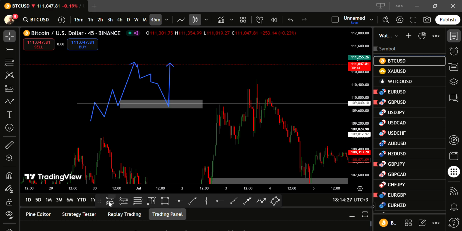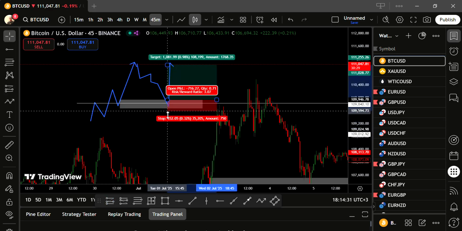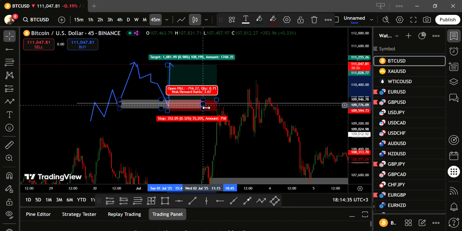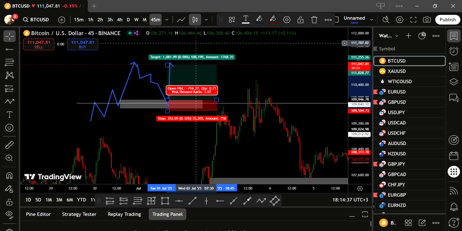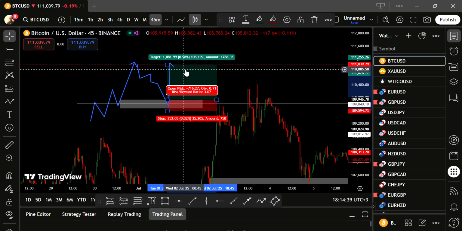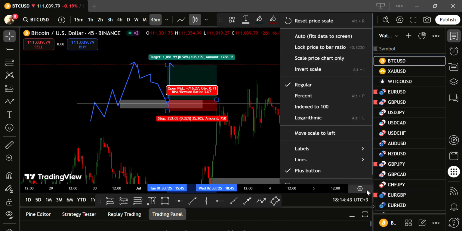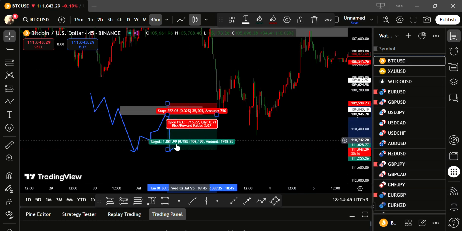So what is your risk to reward? You're going to put here your entries and then your stop loss slightly below. Risk to reward is 1:3. So you're risking 35 pips to make 100 pips. That is a 1:3.